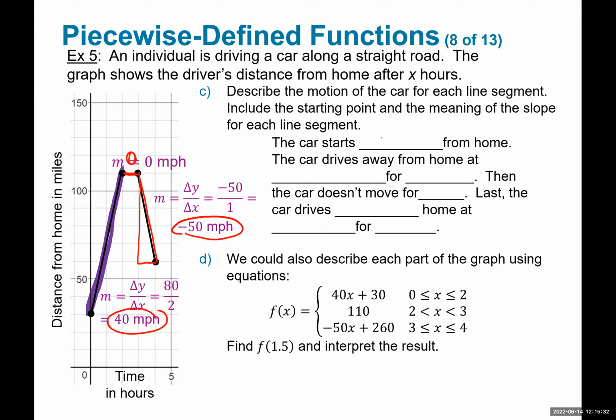So the car starts 30 miles from home. The car drives away from home at 40 miles per hour for 2 hours. Then the car doesn't move for an hour. Last, the car drives towards home at 50 miles per hour for 1 hour.